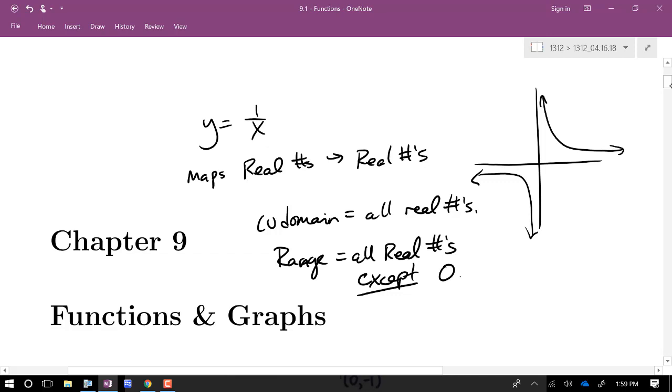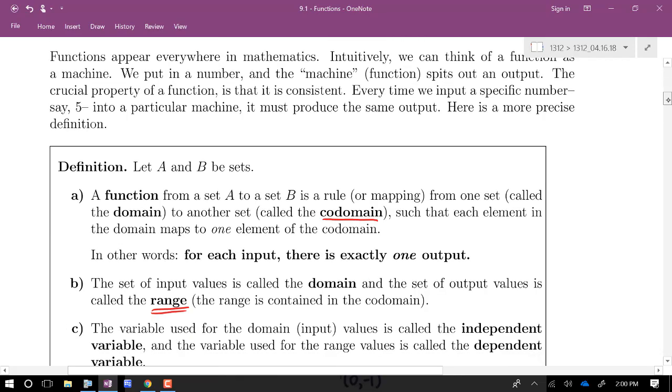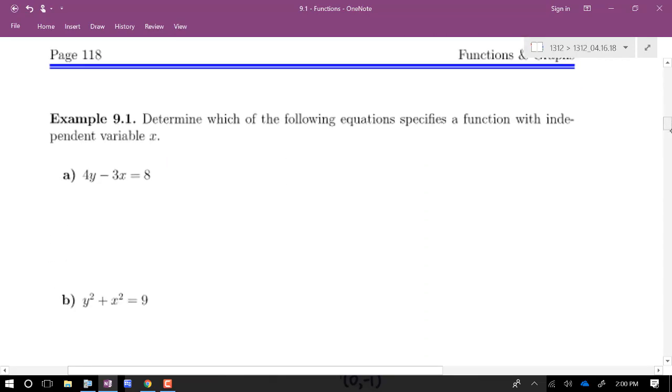What kinds of things could we plug in for x? Is there anything we can't plug in for x? 0. Yeah. So as it turns out, the domain is also all reals except 0. We can't divide by 0. If we plugged in 0 for x, we'd divide by 0. I'm jumping ahead of myself because I like getting to the fun stuff.